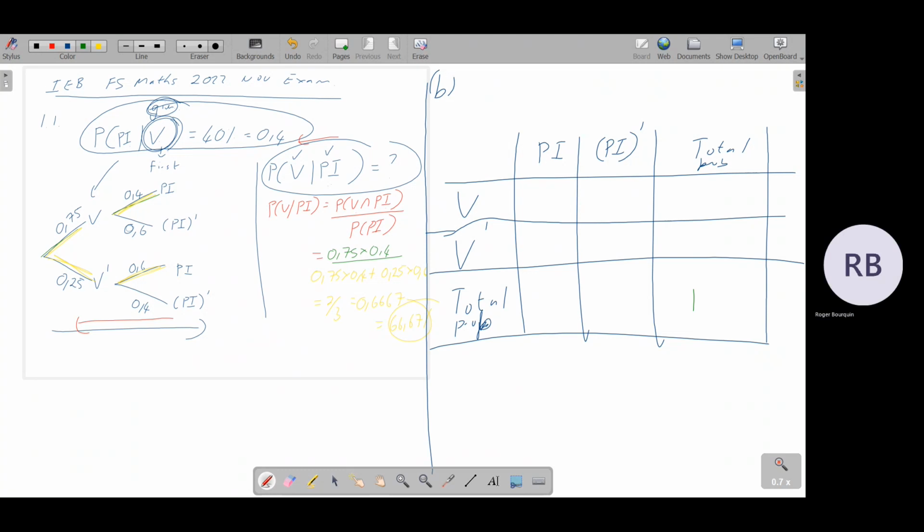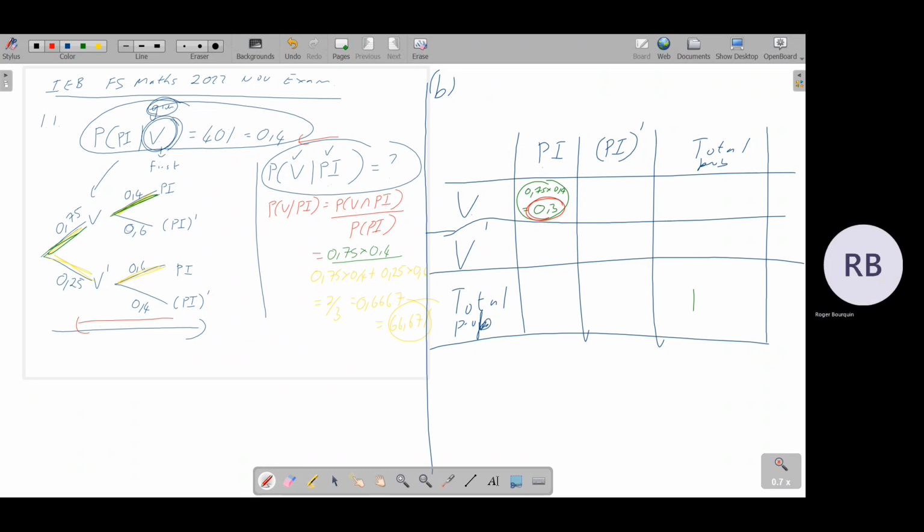Okay. So, now how can I fill in these spaces? Well, what does this space over here represent? This space represents the probability that somebody's been vaccinated and had a previous infection. And vaccinated and previous infection is this over here. So that's 0.75 times 0.4. And if you work that out, you put that into your calculator, you get an answer of 0.3. Okay, so I've got 0.3 in that space over here, right?